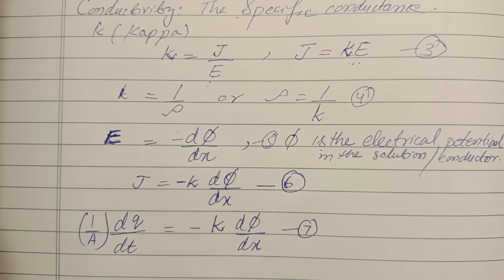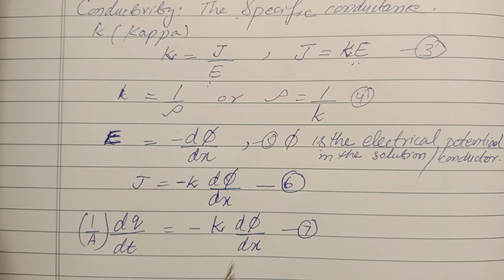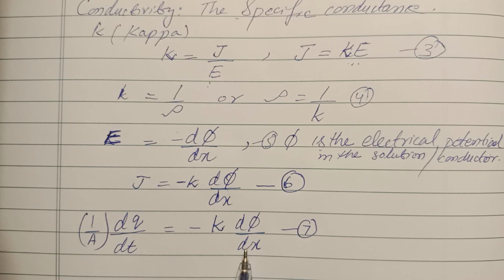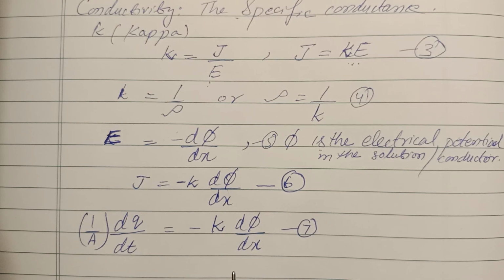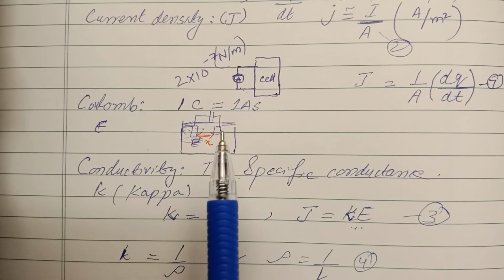So current flows in a conductive solution only when there is a gradient of electrical potential in the conductor. Such a gradient can be produced by attaching the ends of the conductor to the terminals of a battery, as shown here.